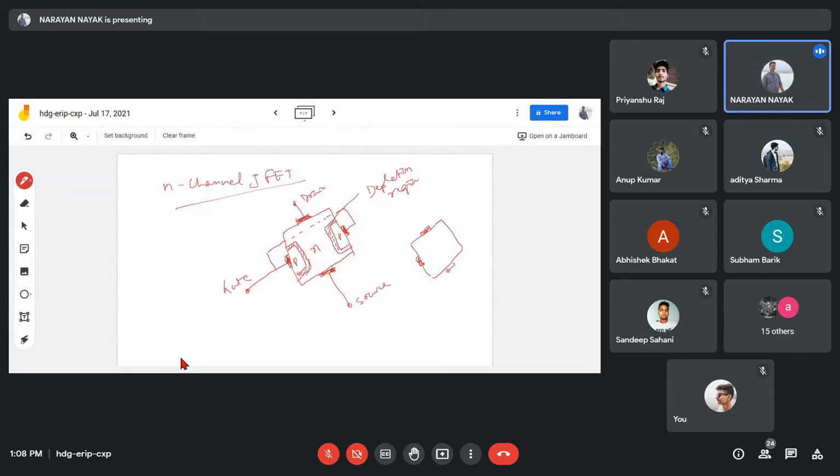So this is your gate, and this is your source, and this is your drain. Now you have to represent P type. P type means this should be the N-type channel and the entire body is P type. Similarly, the same connections are there here.